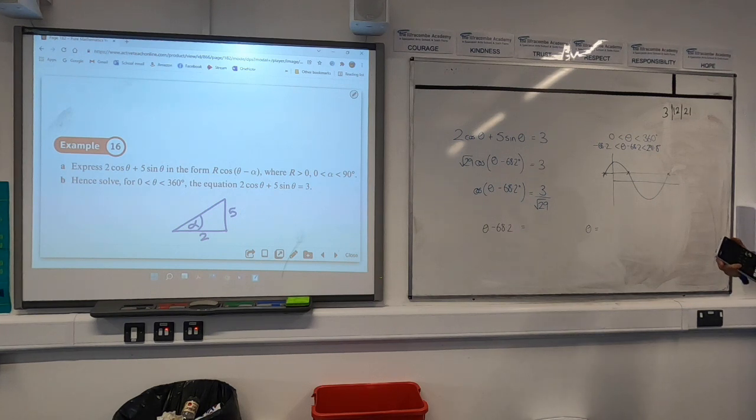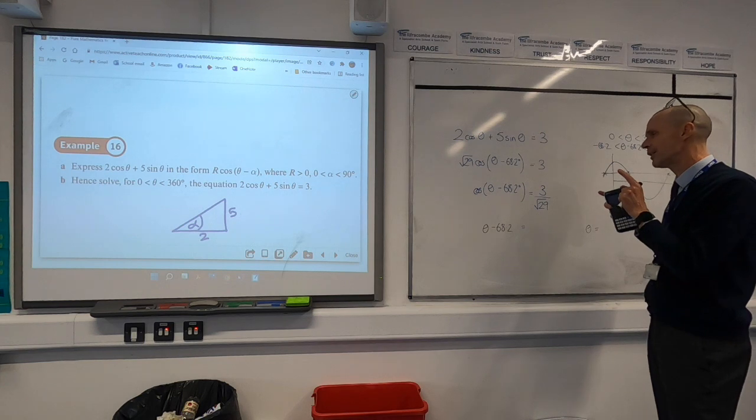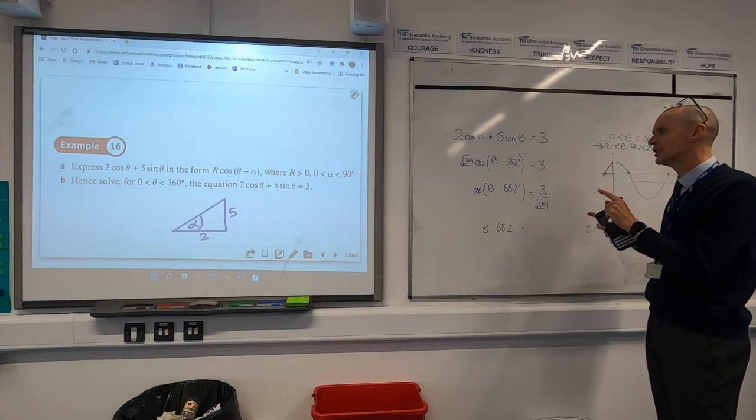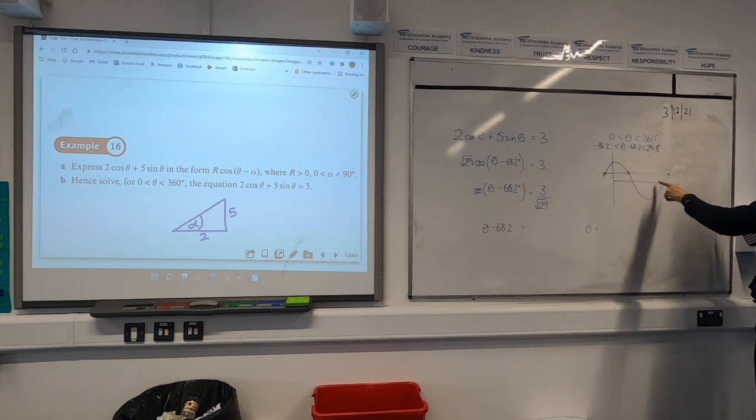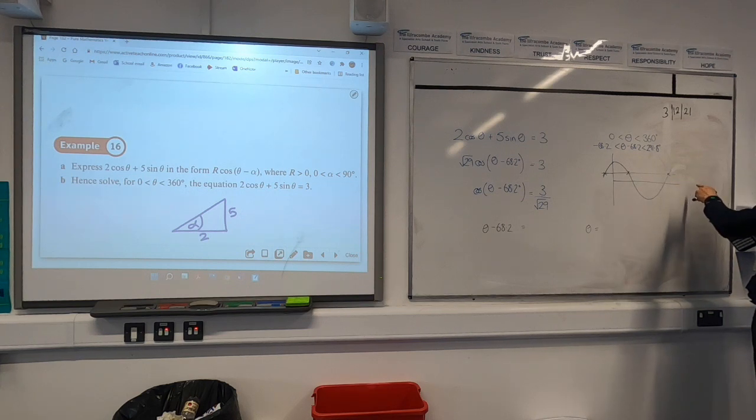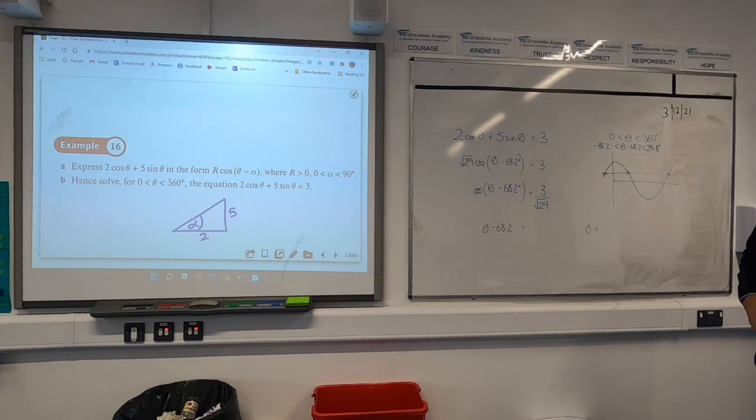Right, no, so that's an important thing. To solve this equation, I'm not sketching the shifted curve. I'm sketching the normal curve. So what we've got here is this axis is not the theta axis, it's the theta minus 68.2 axis. It's a bit fiddly, but it just makes it so much easier to solve.